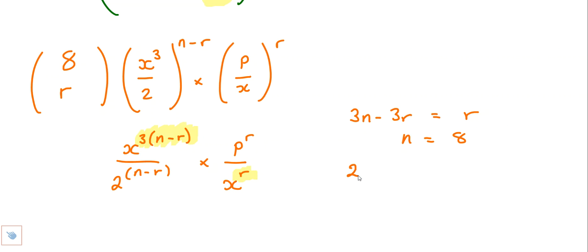So then I've got 24, 3 times 8, minus 3 r's has to equal r. So now I can rearrange. I've got 24, if I add 3 r's, has to equal 4 r's, which means r equals 6. Now how does that help me? Well, now up here I can say that's 6 and this bit is equal to 2.